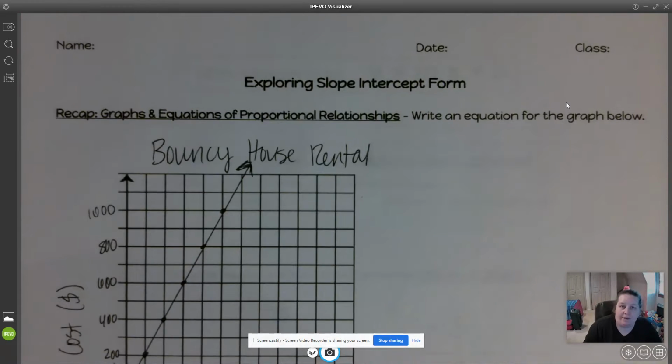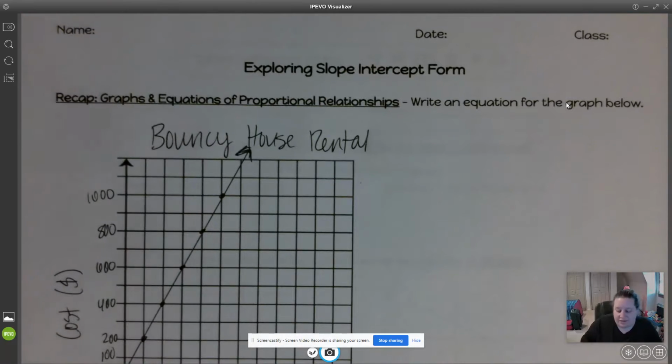Please make sure you have a copy of these notes and you're copying everything down as you see it as I go through. And any questions you have, I'll be happy to answer when I see you again in class.